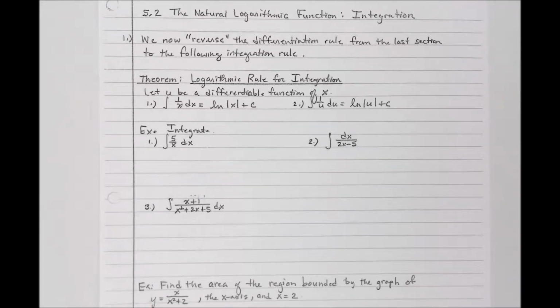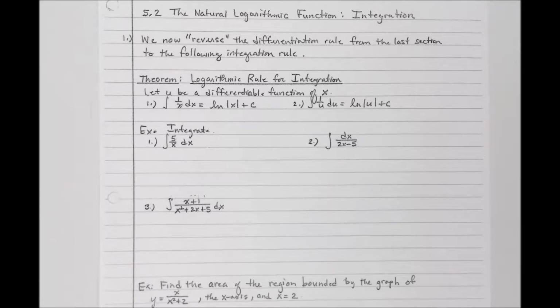Chapter 5, Section 2, the natural logarithmic function integration. In the last section we did differentiation, which is going to lead up to the power rule of integration, where we could never integrate if n was -1. Well, now I'm going to show you how we can avoid using the power rule, because the power rule doesn't apply when we have to integrate x to the -1, or 1 over x. Because it's the reverse of the differentiation rule for the natural log that involves the natural logarithmic function.